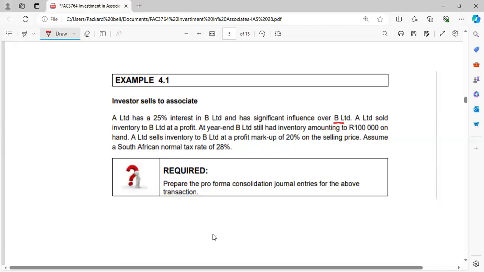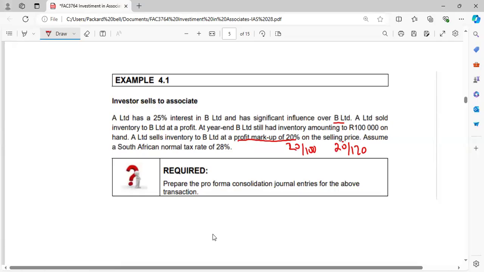I think this is one I see confusing. There is profit markup on selling price, and there is profit on cost. So you should know how to determine the fraction. This one, markup on selling price, is going to be 20 over 100. If it was on cost, it was going to be 20 over 120. That's the difference. If you don't do this, your calculations will be wrong. So you should look at the profit markup: is it on selling price or on cost?